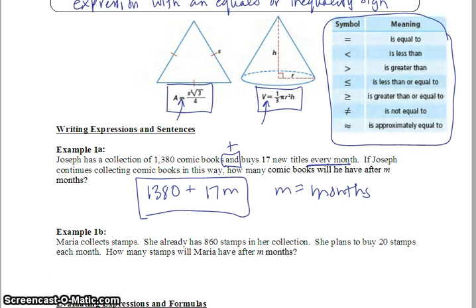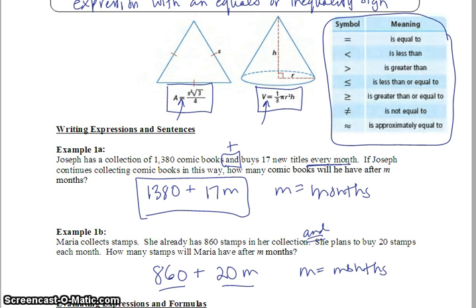Let's practice with another one. Maria collects stamps. She already has 860 stamps in her collection. She plans to buy 20 stamps each month. How many stamps will Maria have after m months? So Maria has 860 stamps, and there's an "and." She plans to buy 20 stamps each month. So "and" means plus. She plans to buy 20 stamps each month. So 20 times m. m equals months. So she has 860 plus the 20 more each month she's going to buy. And that is the algebraic expression.